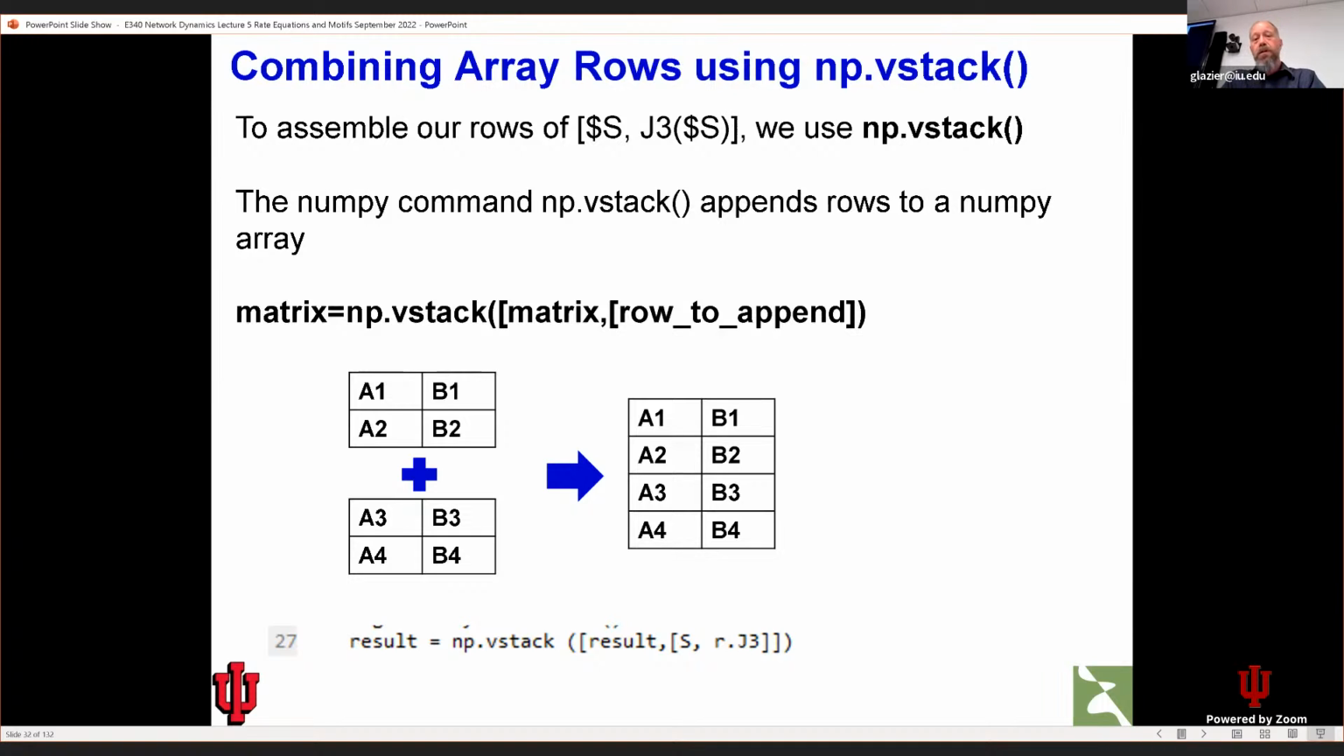And so if I'm going to be appending the parameter value and the result, it's results, comma, square bracket, parameter value, comma, value. And so in this case, if I've calculated for each value of S that I've got, I want to know what my value of J3 was, my rate was. I'm going to put that together.